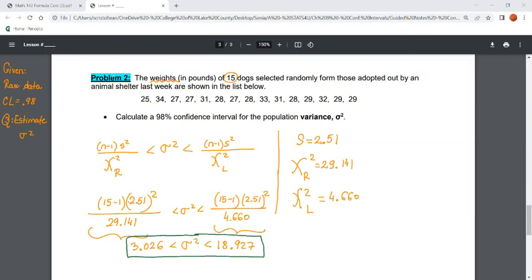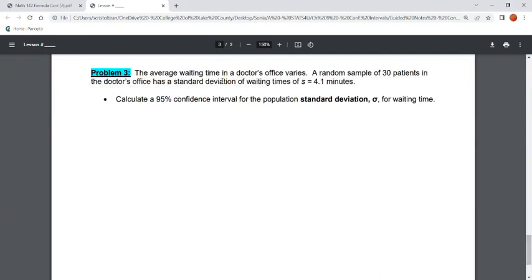Let's do one more problem. Problem 3. The average waiting time in the doctor's office varies. A random sample of 30 patients in the doctor's office has a standard deviation of waiting times of s equals 4.1 minutes. Calculate the 95% confidence interval for the population standard deviation sigma for waiting time. Given information, now this is about average waiting time, and we have a random sample of 30 patients. s is 4.1 minutes. The confidence level is 0.95. And the question is estimate standard deviation sigma.